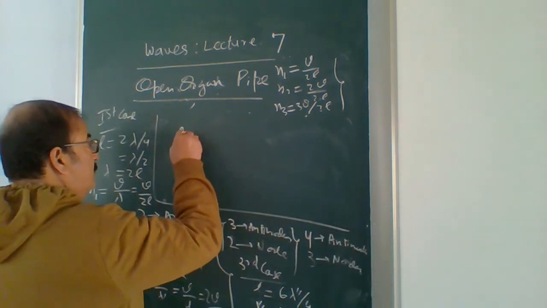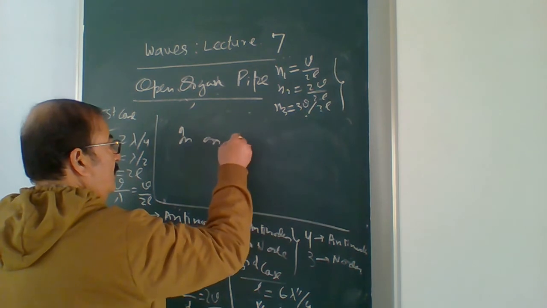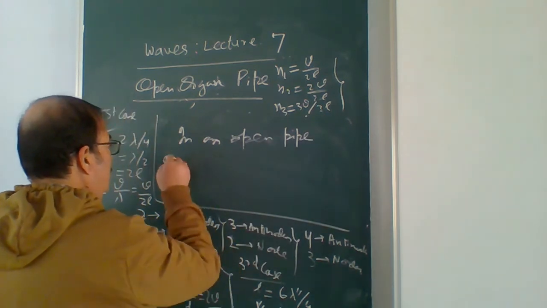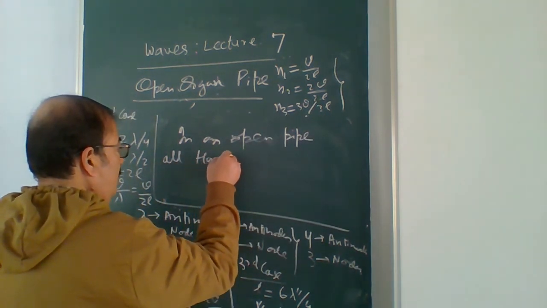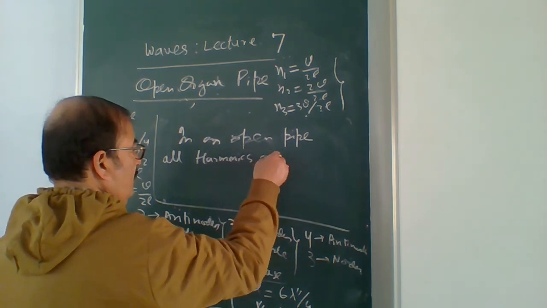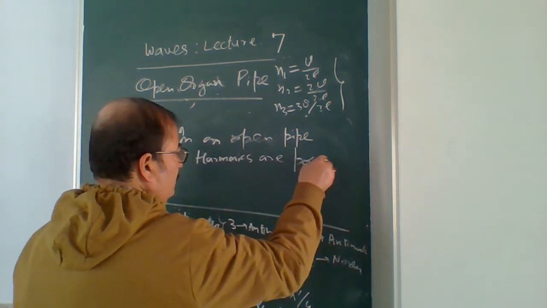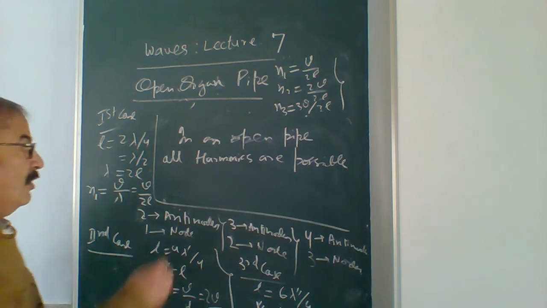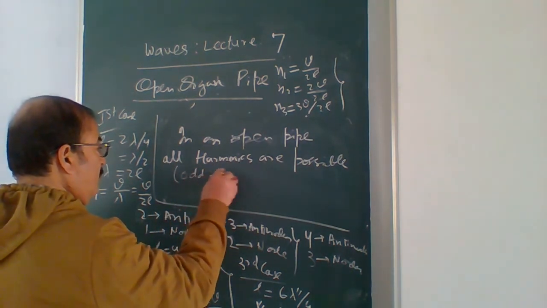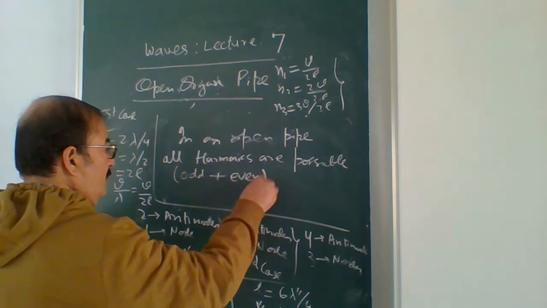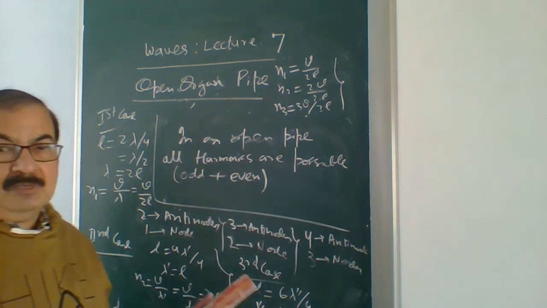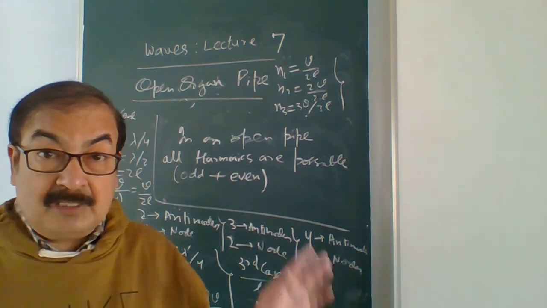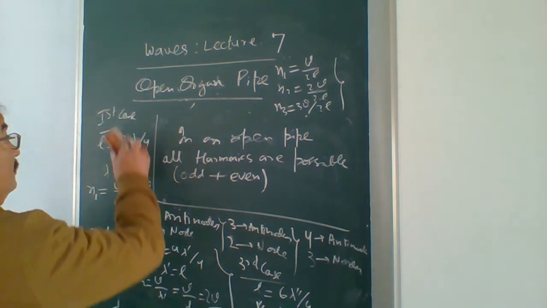In an open pipe, all harmonics are possible. All harmonics are possible means odd plus even दोनों हो सकते हैं. Both types of harmonics are possible, and we have seen this is a very unique thing, and by this we have in fact completed this portion, that is the vibration of air column.